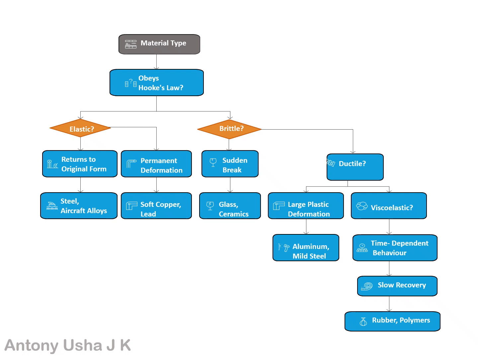If it is not brittle, ductile behavior may occur, and ductile materials may be classified into large plastic deformation and viscoelastic. If it is large plastic deformation, the materials may be aluminium and mild steel. If viscoelastic behavior occurs, it depends on time and recovers slowly. The materials are rubber and polymers.